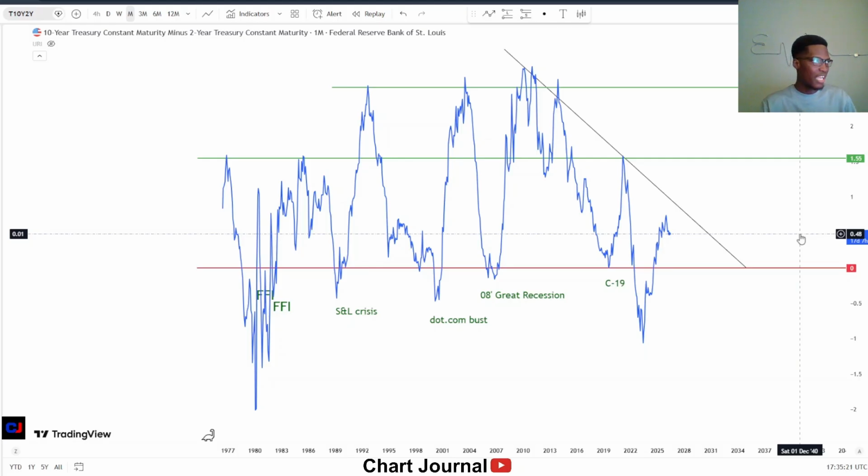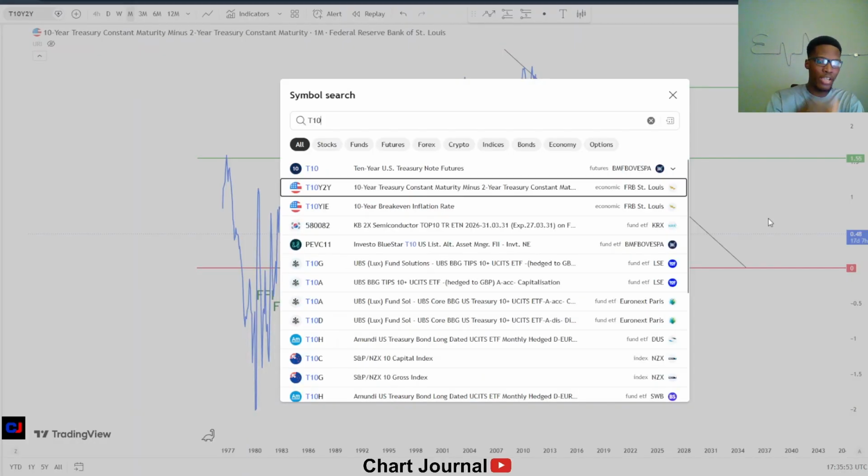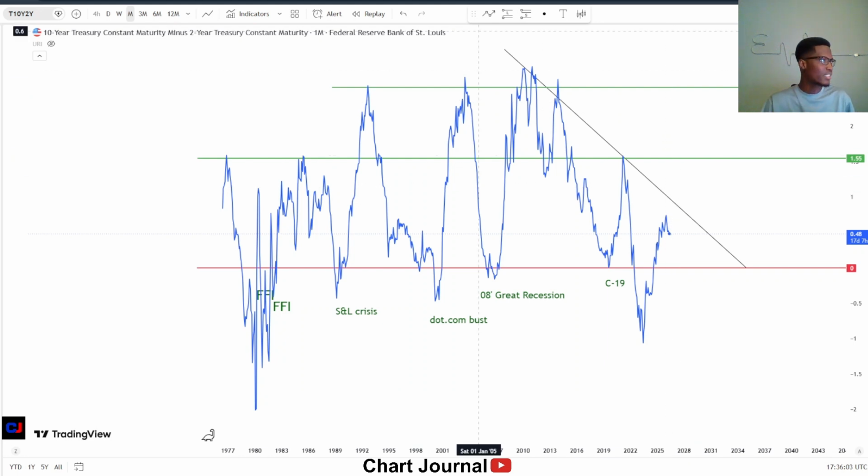This chart is very simple. To look for it, you type T10, then you write YT, then you look at it over here. So it's the 10-year treasury yield against the 2-year. This is the chart that you get. This is the 10-year treasury constant maturity minus the 2-year treasury constant maturity. You don't really need to understand the economics of this, but this is the chart.